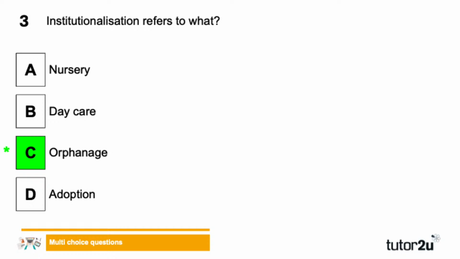Perfect. We've got orphanage. So that one would be correct there. Well done. Lots of lovely answers. Nice, easy one. So we won't talk through that one, I think. And the next one, final one.